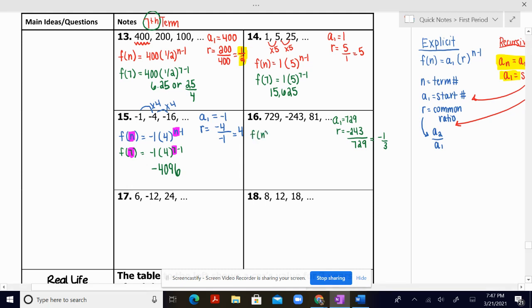F of n is equal to 729 times negative 1/3 to the n minus 1. So f of 7, because we're plugging in, is 729 times negative 1/3 to the 7 minus 1. When you're plugging this into the calculator, you have to use parentheses on that negative 1/3. Otherwise, it is going to throw off your answer. And I got positive 1 here.